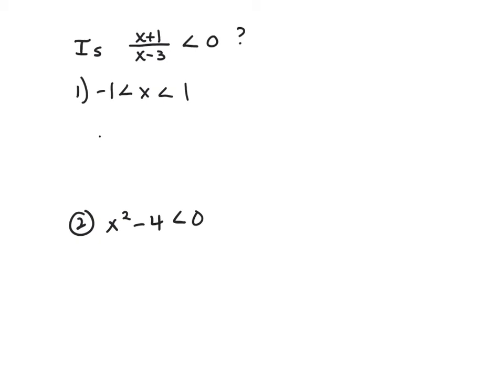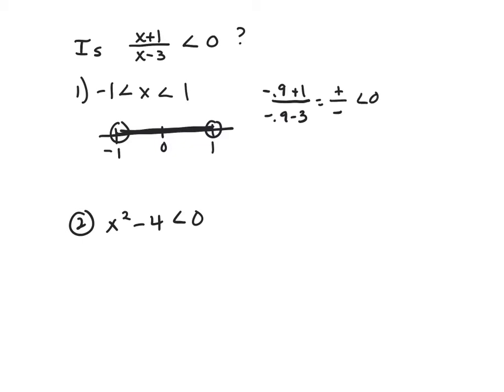Look at clue 1. We're going to choose values of x in between -1 and 1, not including the endpoints. So I'm going to want to check a positive value and a negative value. Let's say I let x be negative 0.9. So negative 0.9 plus 1 over negative 0.9 minus 3. That is a positive over a negative, so that's less than 0.